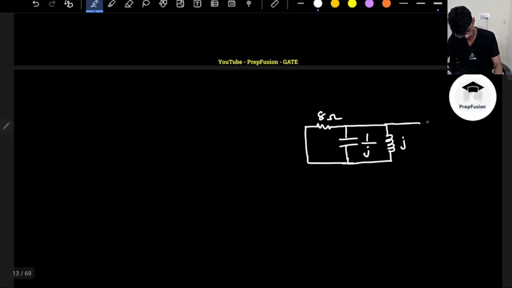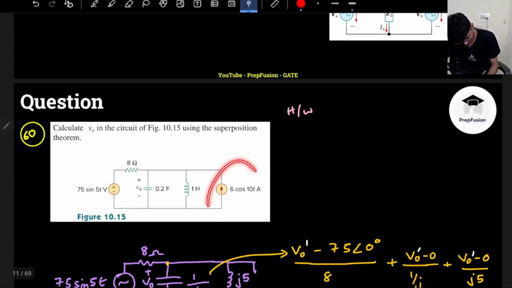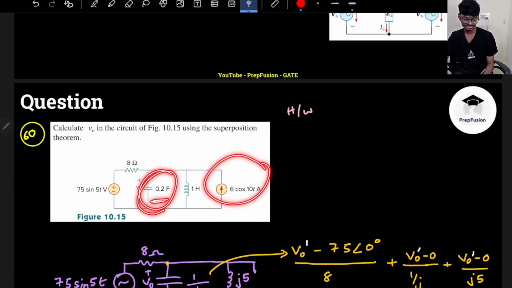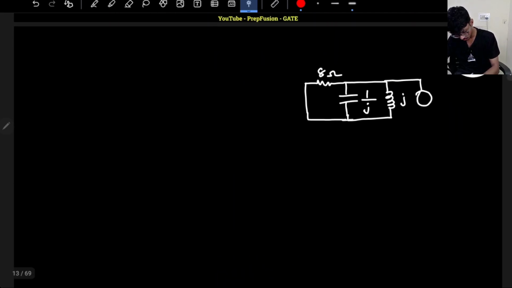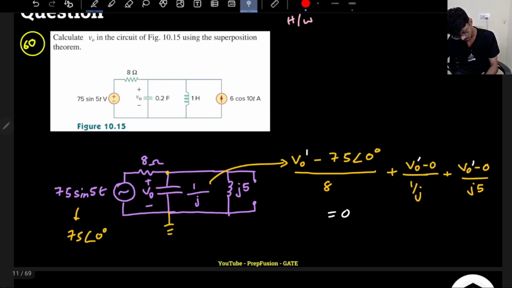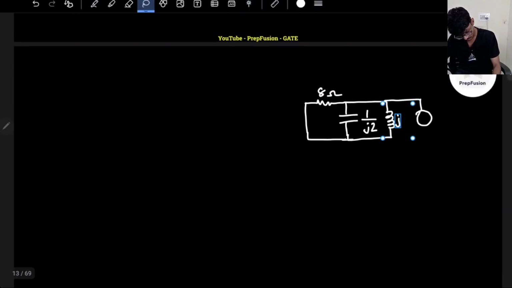Now I will assume cos to be my reference, and of course its frequency is different. So this will be what? 1 by jωC, where ωC is 2. So this will be 1 by j2, and this will be 10 times ωL. So this will basically be j10, correct? And this is my current source.